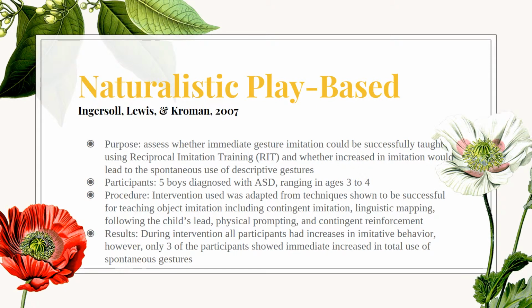So, naturalistic play-based. Ingersoll, Lewis, and Croman in 2007 wanted to assess whether immediate gesture imitation could be successfully taught using reciprocal imitation training, and whether an increase in imitation would lead to a spontaneous use of descriptive gestures. The participants were 5 boys diagnosed with ASD, ranging in ages from 3 to 4. The intervention used was adapted from techniques shown to be successful for teaching object imitation, and this included contingent imitation, linguistic mapping, following the child's lead, physical prompting, and contingent reinforcement.